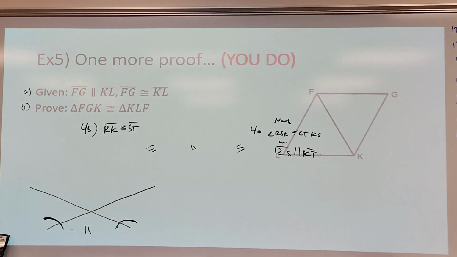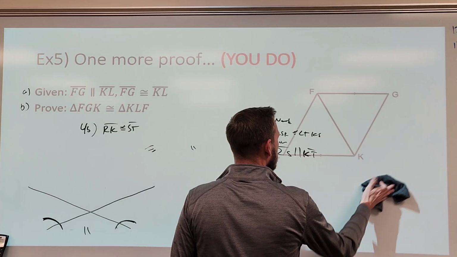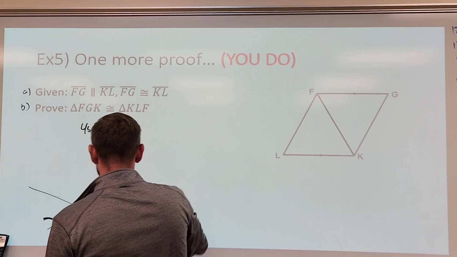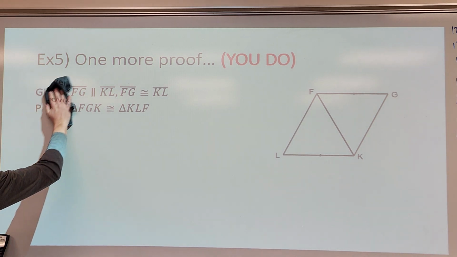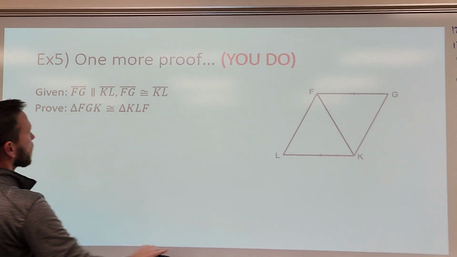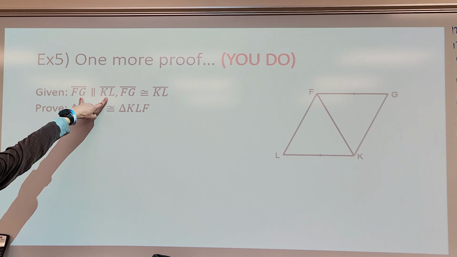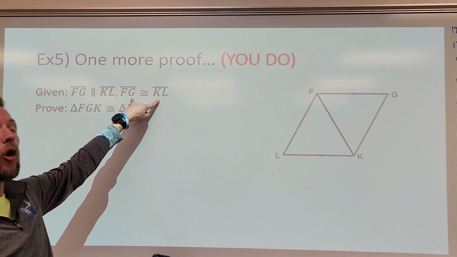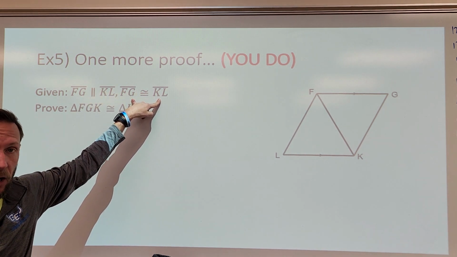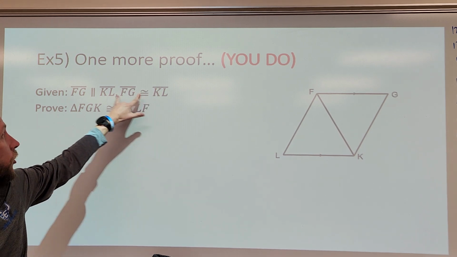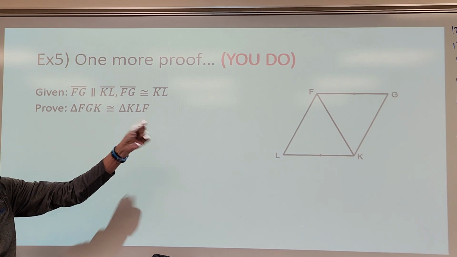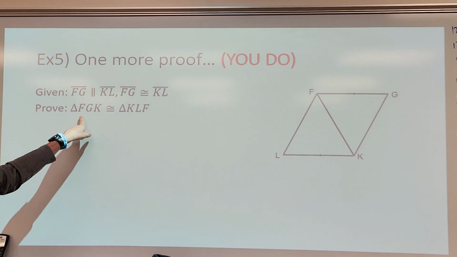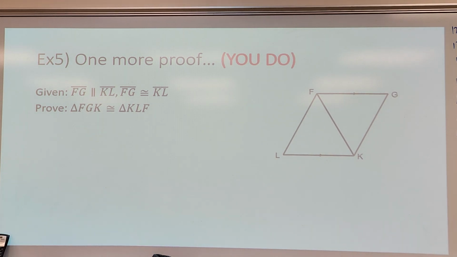All right. And then after you've done that, I would love for you to try to do this proof. There is enough information here to show that these triangles are congruent. You are given that FG and KL are parallel. You are also given that FG and KL are congruent. Just because they're congruent doesn't make them parallel. Just because they're parallel doesn't make them congruent. But in this case, they are both congruent and parallel. So let's see if we can prove triangle FGK and triangle KLF congruent. Pause the video while you do that.